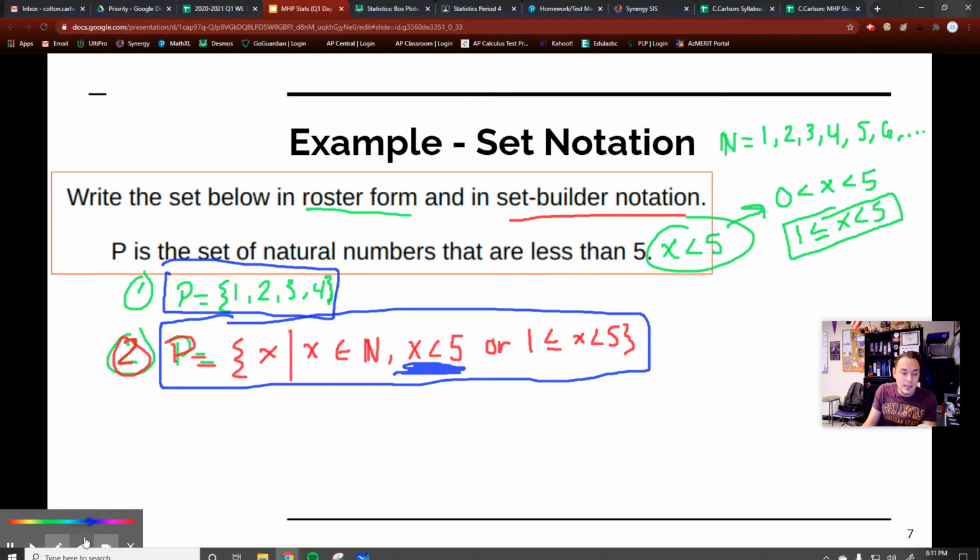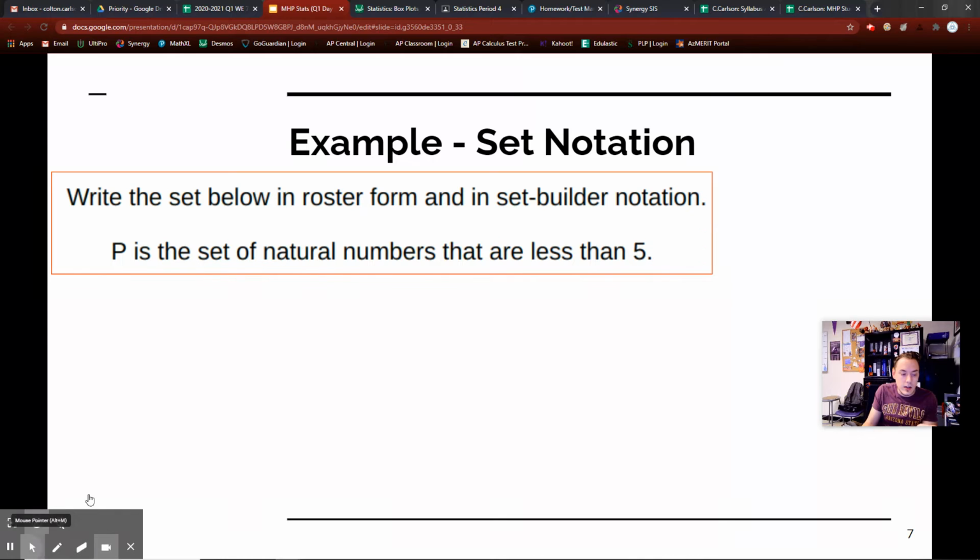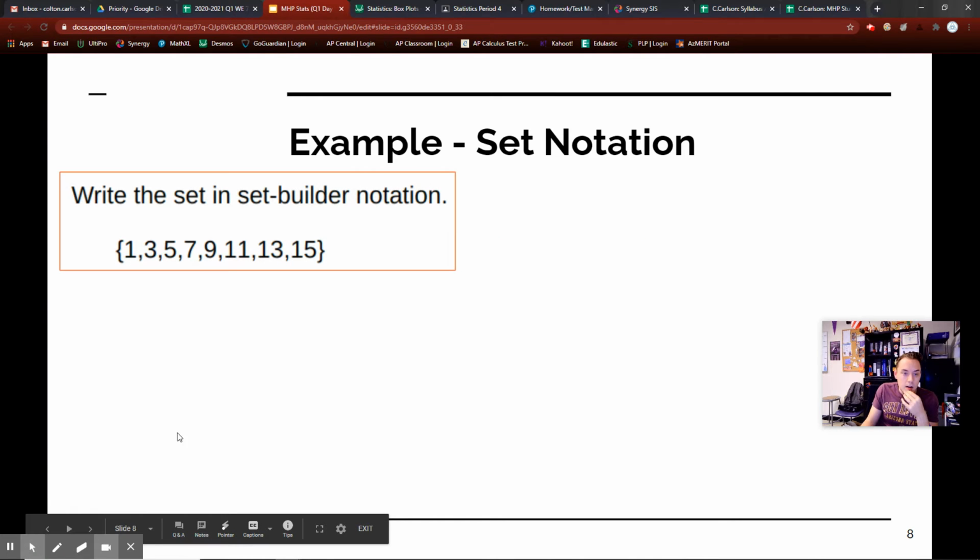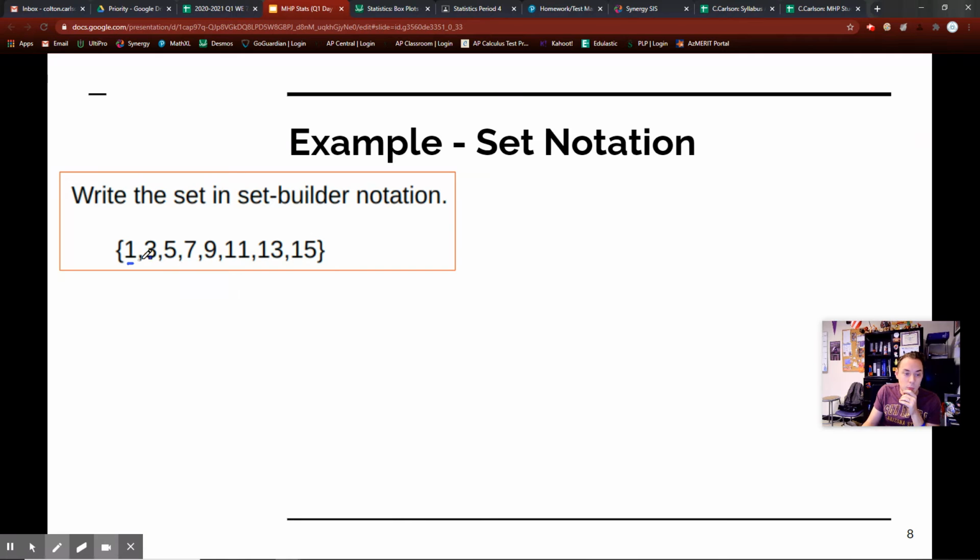So let's continue on here. Let's start going to town. Now it just wants us to write it in set builder. So how do I write this in set builder? 1, 3, 5, 7, 9, 11, 13, 15. It looks like they're all odds, right? Let's get an inequality to picture and represent this.